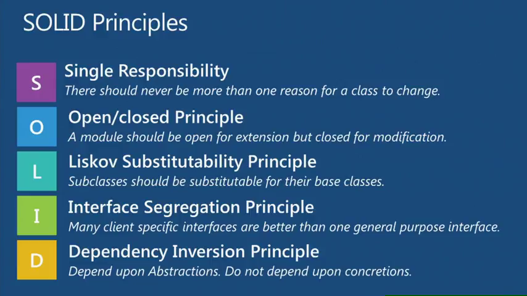The open-closed principle is a little bit different, but it's the idea that you should be able to extend it without changing it. Liskov substitution says if I take a derivative of a type and pass it to somebody who expects the original, it should work. Interface segregation: many small interfaces are better than one gigantic one. And then dependency inversion: always depend upon abstractions and not upon concrete things.